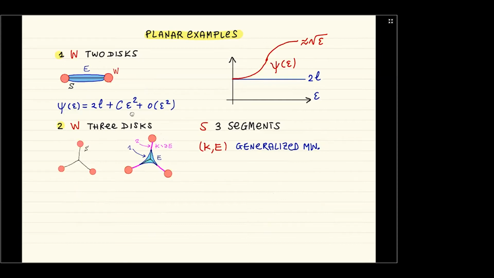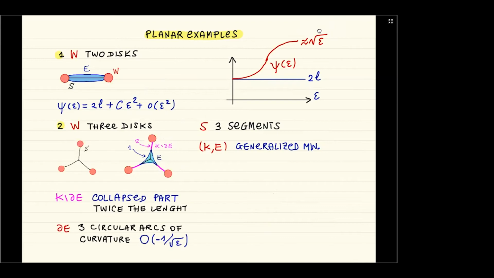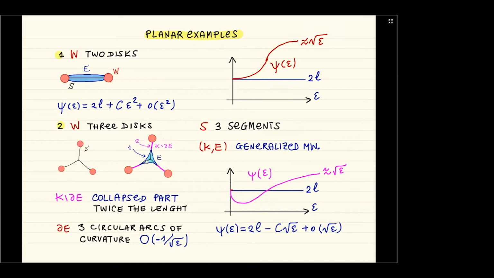So what is the psi of epsilon in the case of 2 disks? We said it's quadratic for small volume, and then for large volume, it has this isoperimetric behavior in the plane, square root of epsilon. But in the case of 3 disks, it happens that the circular arcs here will have negative curvature, huge negative curvature of order 1 over square root of epsilon, negative that, which means essentially that the optimal energy functional will be lower than the plateau energy for small volume.